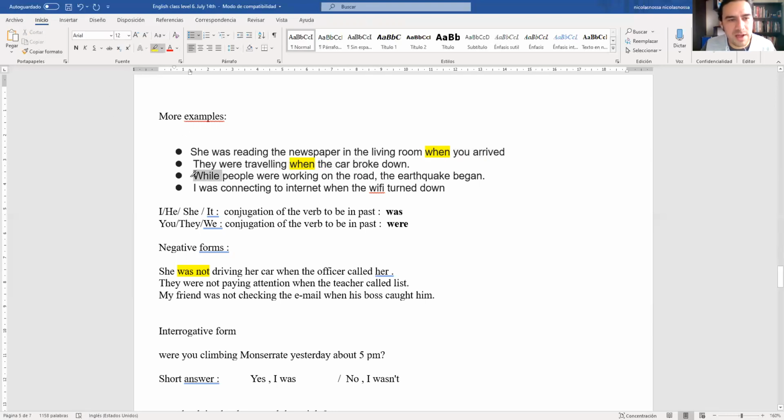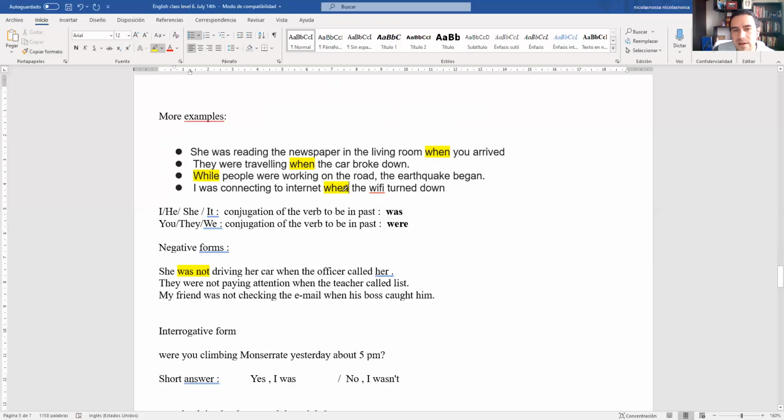While, aquí se llama while, people were working on the road, the earthquake began. So, one more time, while. Aquí lo sé, while, entonces después viene past continuous. While people were working on the road, comma, simple past. The earthquake began. I was connecting to internet when the Wi-Fi turned down.